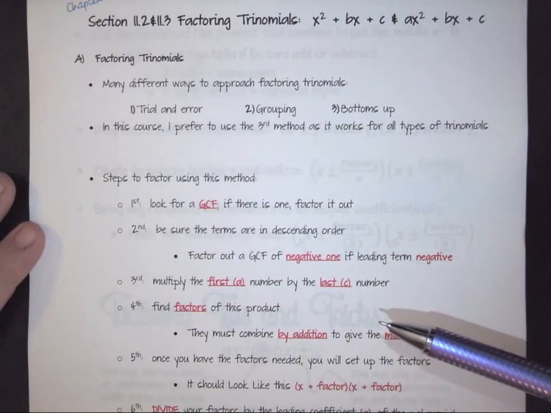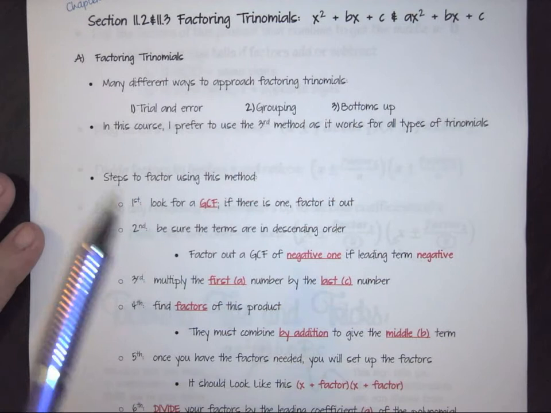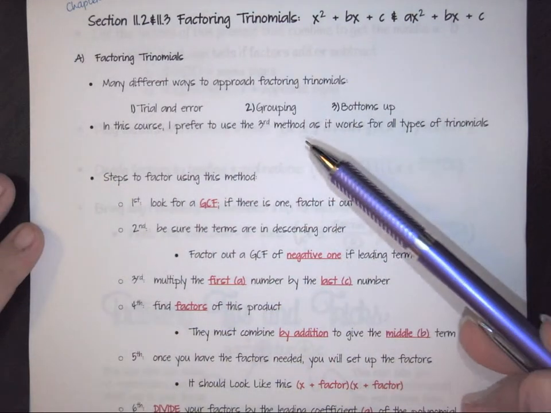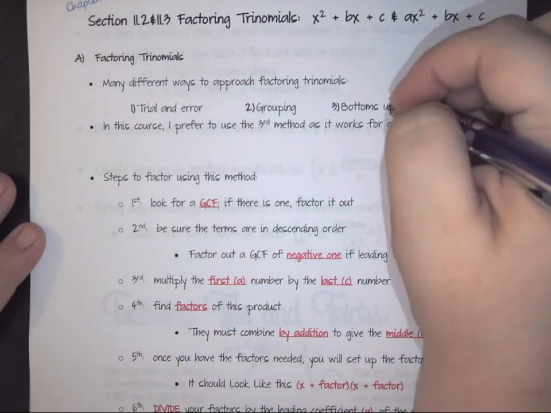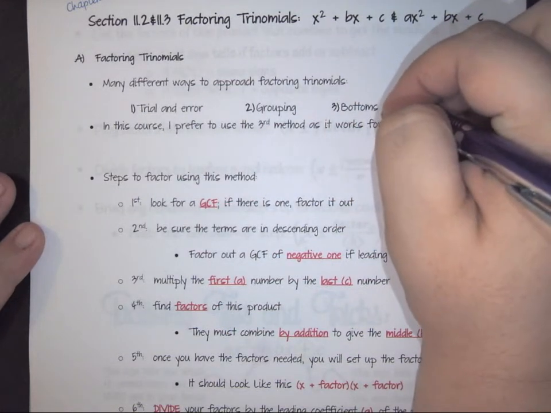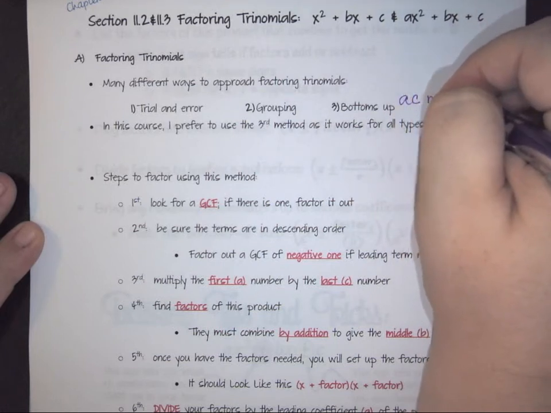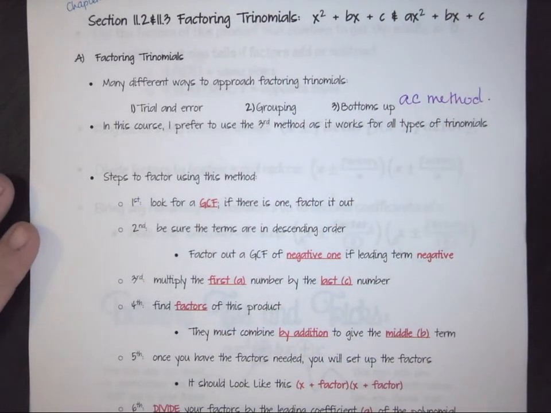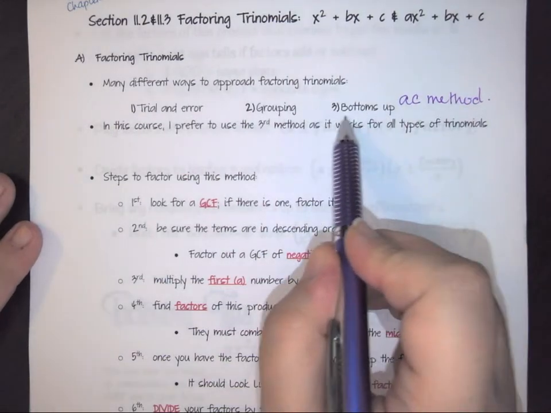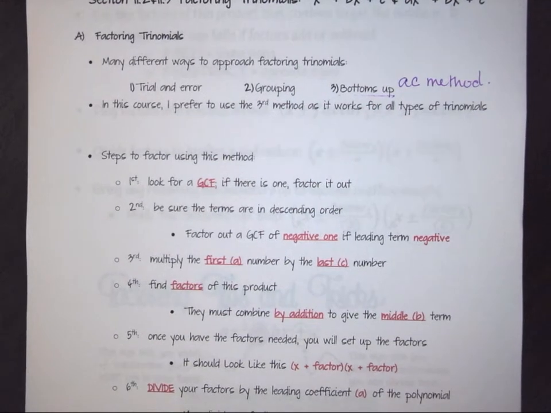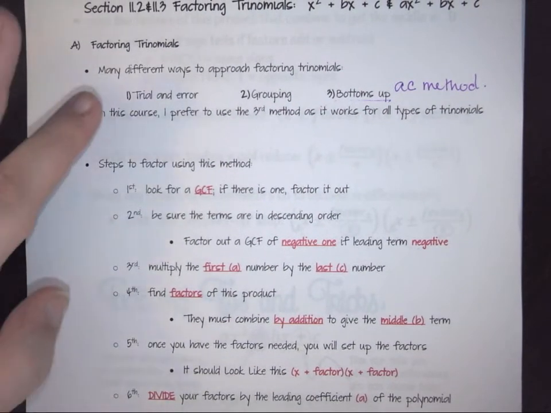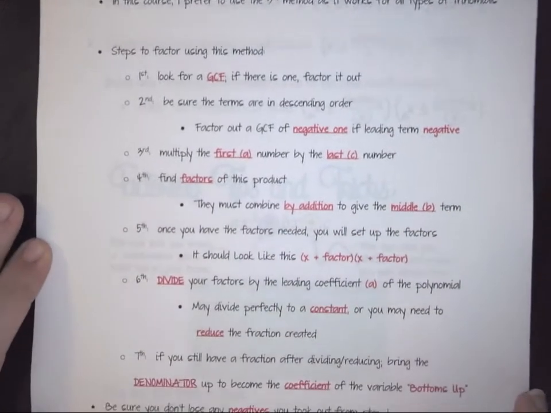Now, there's a couple different ways that you can factor trinomials. Some of those ways include trial by error, the grouping method, or bottoms up. Bottoms up is the same thing here as what's called the AC method. Me personally, I love doing this third method because for me it's very straightforward, very simple, and the steps are easy to follow. So I am going to rely heavily on that method. However, the other two methods do apply.